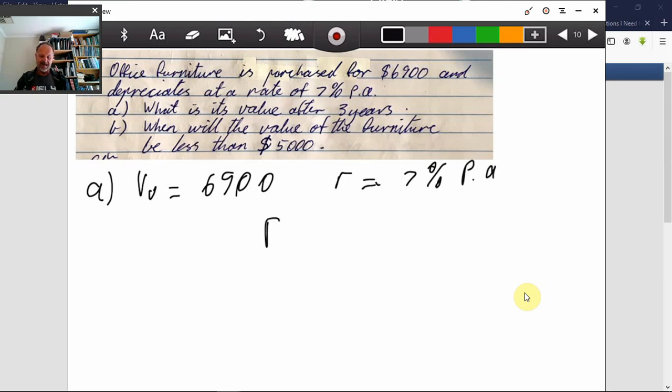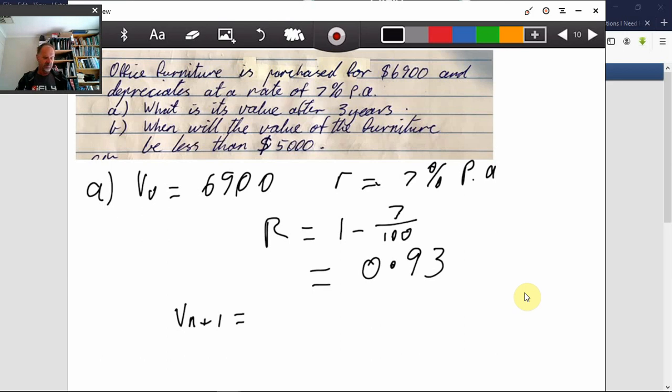So we need the R, so the R would be 1 minus 7 on 100. And when you did that, you would get 0.93. Okay, so it's less than 1. So it's going down. So our recurrence relation, V n plus 1, equals 0.93 Vn. And then we use our calculator again.